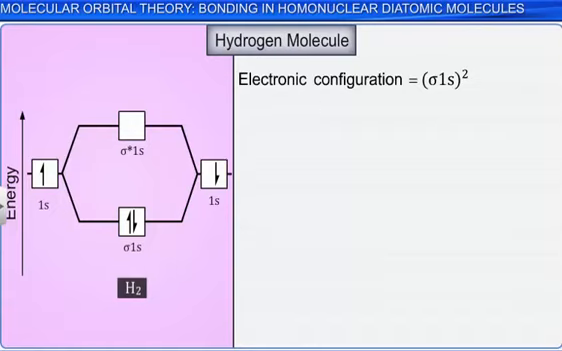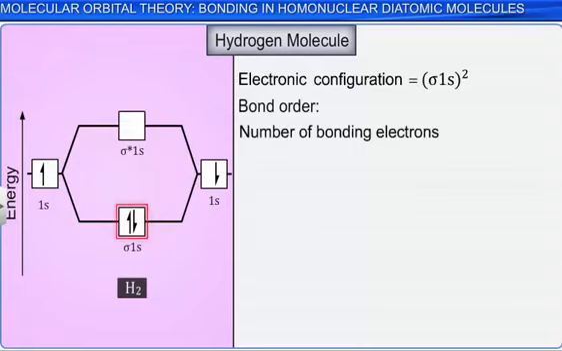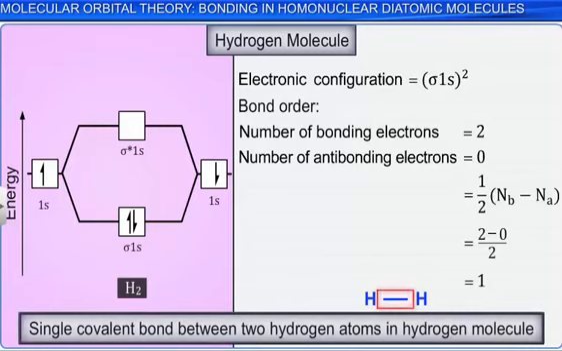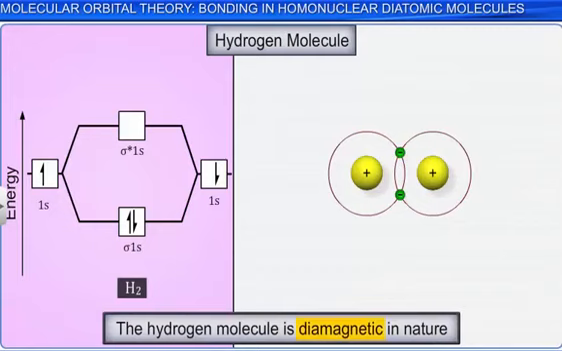Let us calculate the bond order of hydrogen molecule. As the number of electrons present in the bonding orbital is 2, and as no electrons are present in antibonding orbitals, the bond order is equal to (2 minus 0) divided by 2, which is equal to 1. This shows that there exists a single covalent bond between two hydrogen atoms. The hydrogen molecule is diamagnetic in nature, as no unpaired electrons are present in its molecular orbitals.